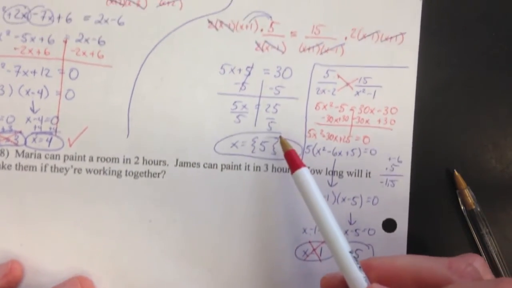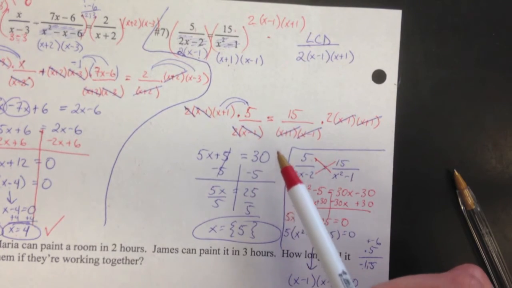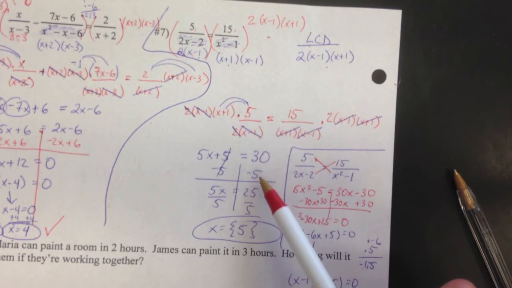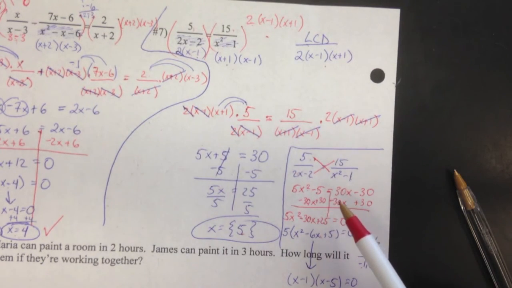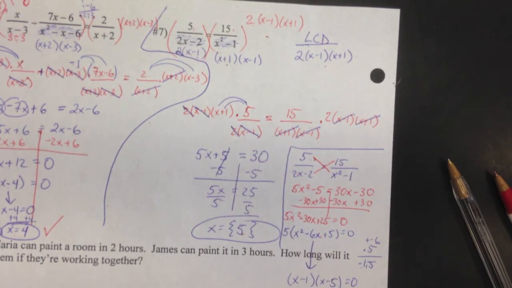Okay, so there's two ways that you can get it. In this case, I think the LCD might be a little bit nicer. I don't have to factor like I do if I cross multiply, but it's up to you. And that is the end of the notes.